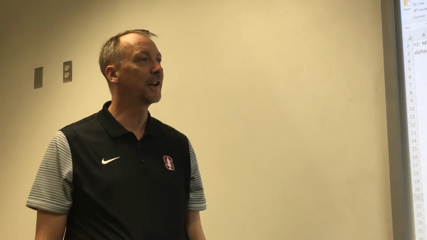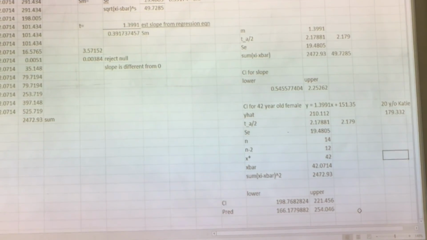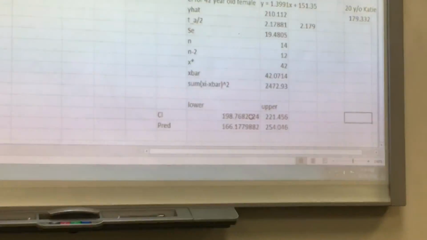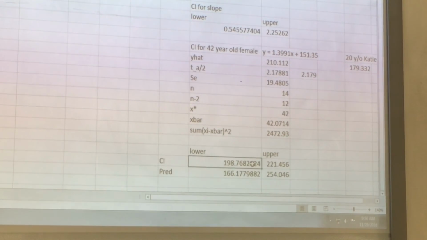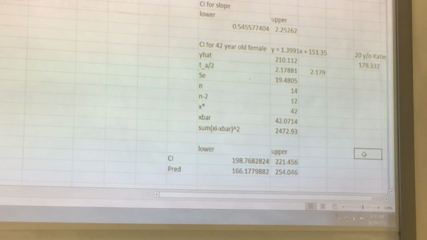Do we actually need to add -2? No, you don't. I thought you did, but you don't. Okay, so take it away. Do your confidence interval for the average 20-year-old. How many 20-year-olds do we have in this class? This is your average too.